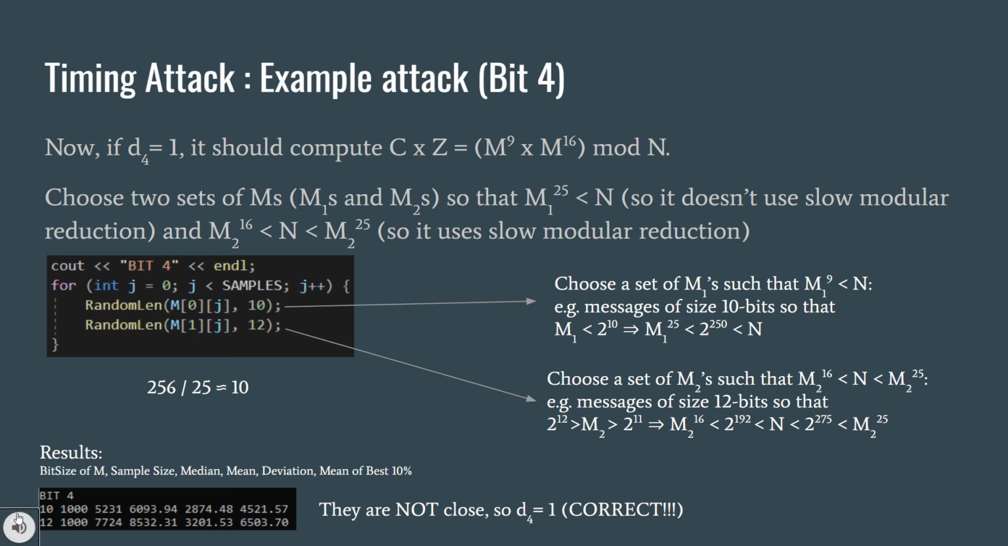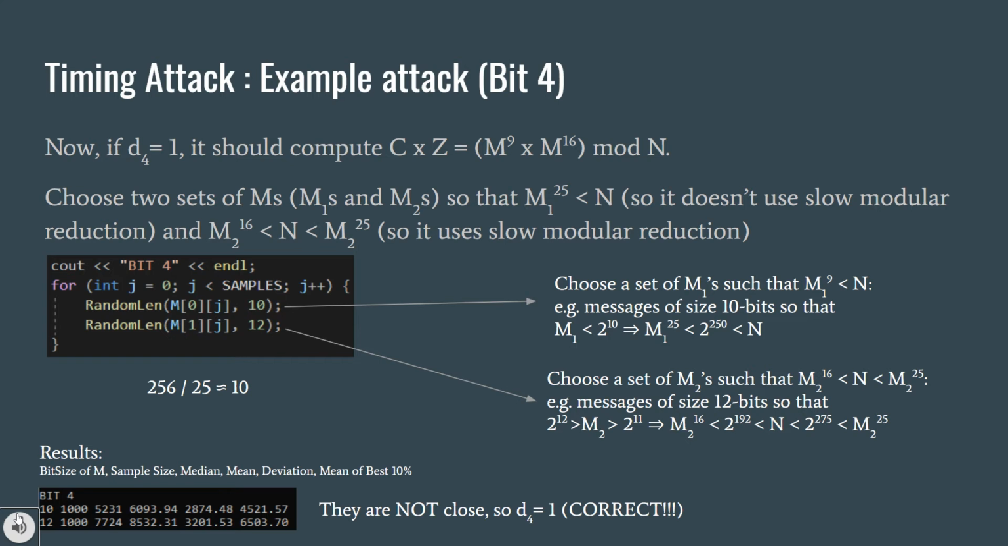Example: I take on bit 4. If D4 is 1, you should compute C times Z, which is m to the 9 times m to the 16 modulo n. We again choose two sets of m's so that m1 to the 25 is less than n, so it doesn't use the slow modular reduction, and m2 to the 16 is less than n, but m2 to the 25 is greater than n, so it uses slow modular reduction.